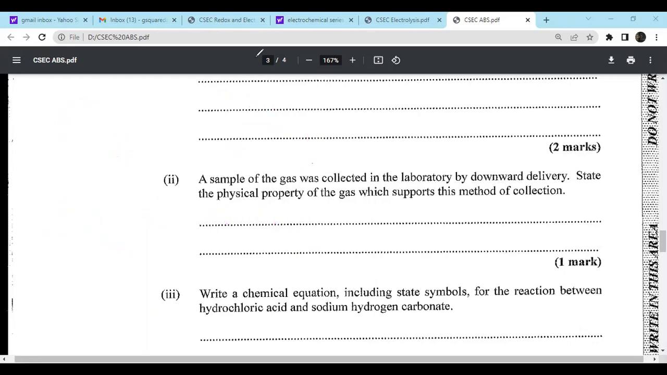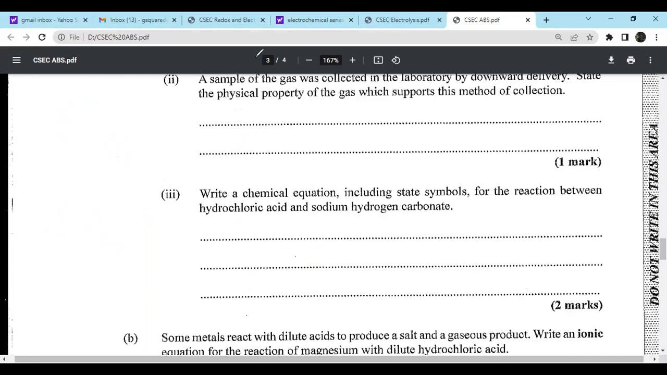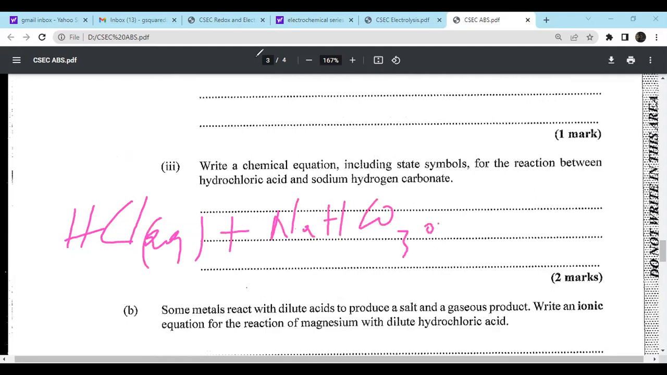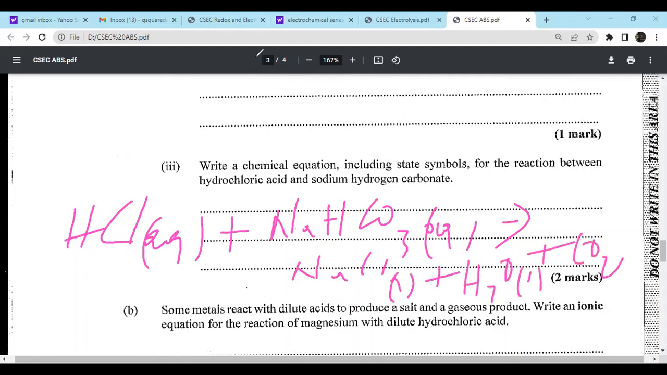And we'll look at those things later too. Write a chemical equation including state symbols for the reaction between hydrochloric acid and sodium hydrogen carbonate. We have been doing this all morning. Okay, so HCl aqueous plus sodium hydrogen carbonate, which could be aqueous as well, produces sodium chloride aqueous plus H2O liquid plus CO2. Yes, and then you balance that. Your equation has to be balanced. All right.